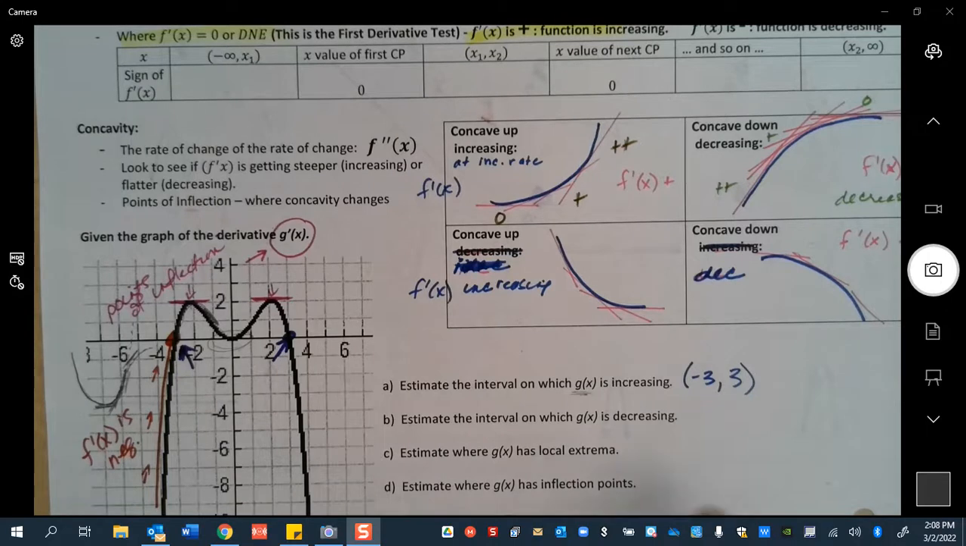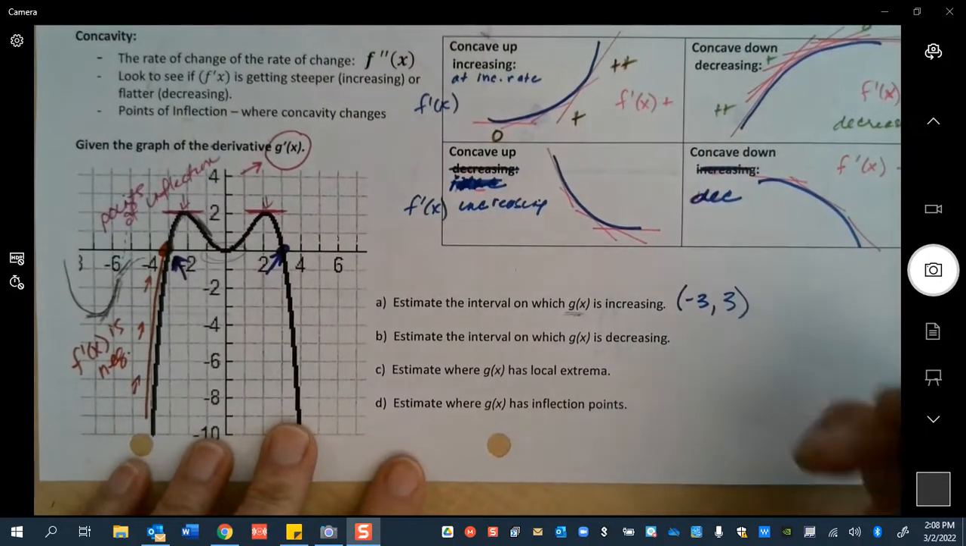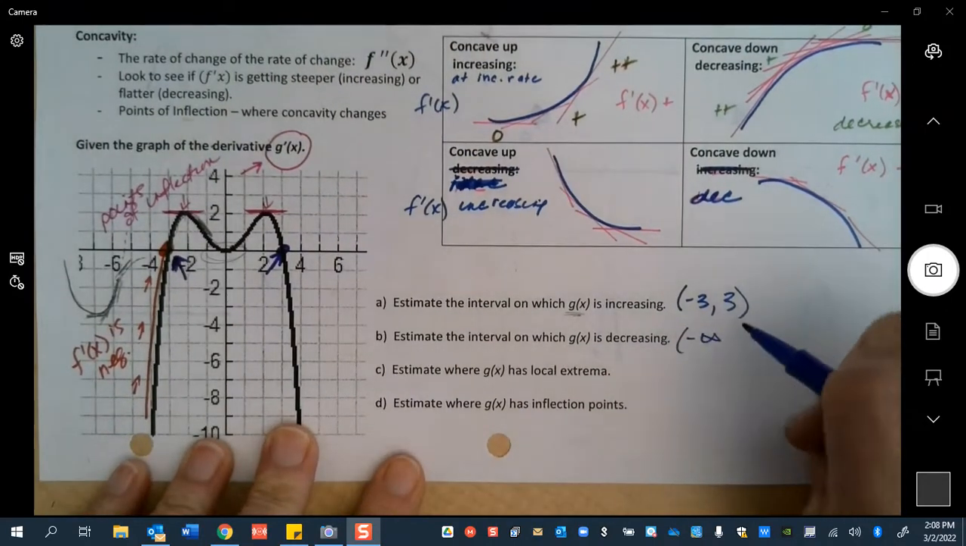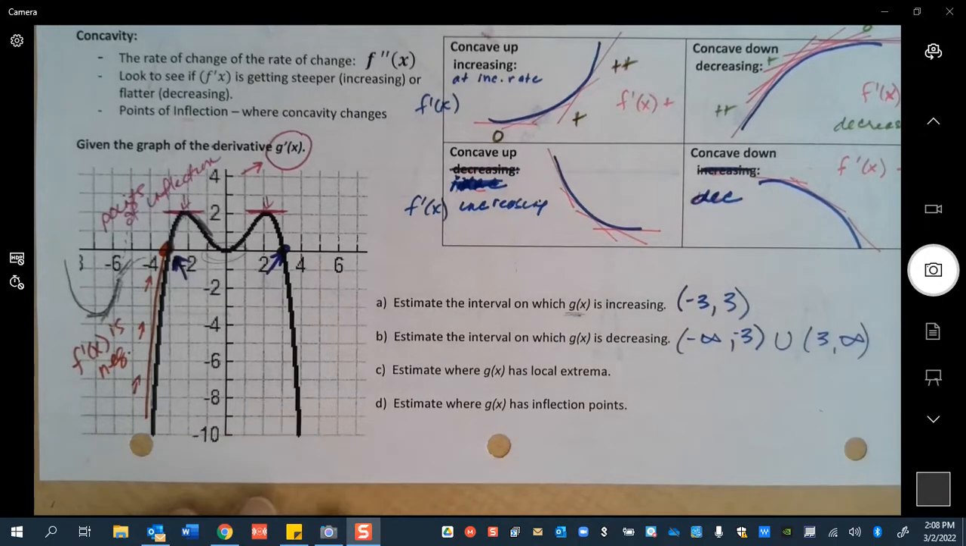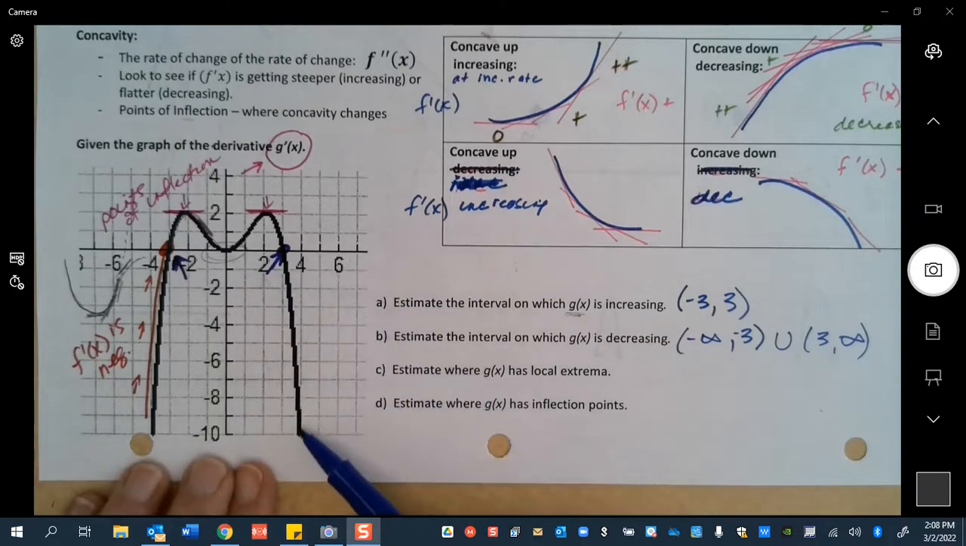Anytime that my derivative is negative, my function is decreasing. So from negative infinity to negative 3, and from 3 up to positive infinity, I have a negative derivative, which means my function is decreasing.